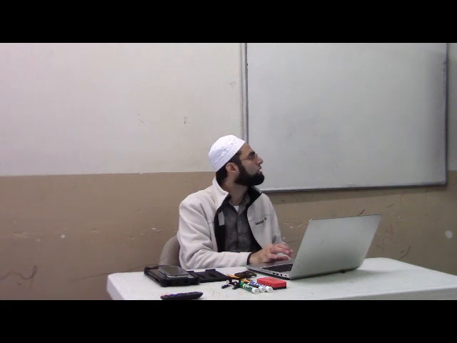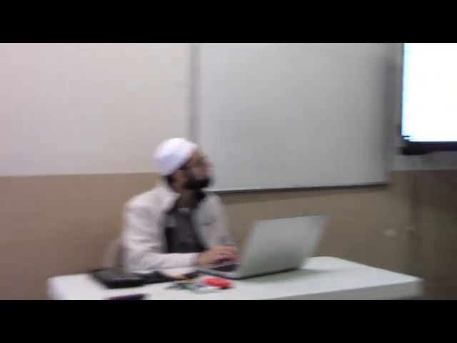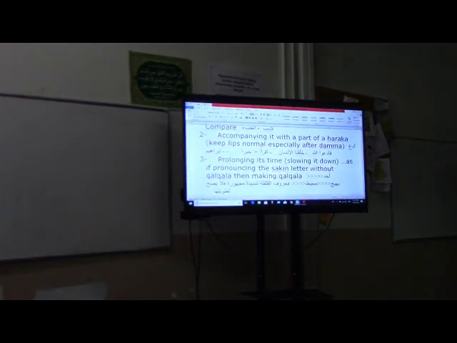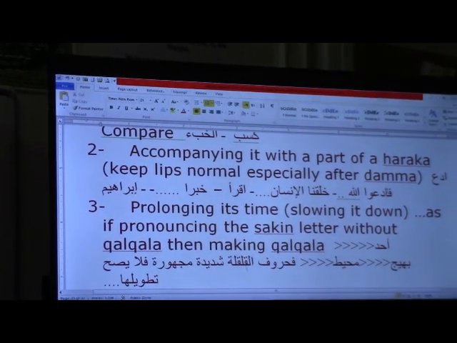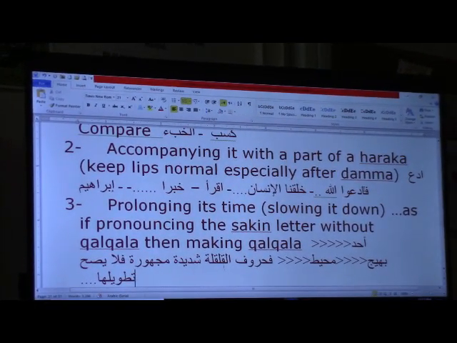So here fa, they say you have to make the dal close to that. As you can see here, they wanted to make it close to the fa. So fa da. But if you say fada'u Allah means leave Allah. See, it is a very bad meaning. So you have to pay attention and not mix the qalqala with any haraka or even a smell of a haraka, as you say in Arabic.